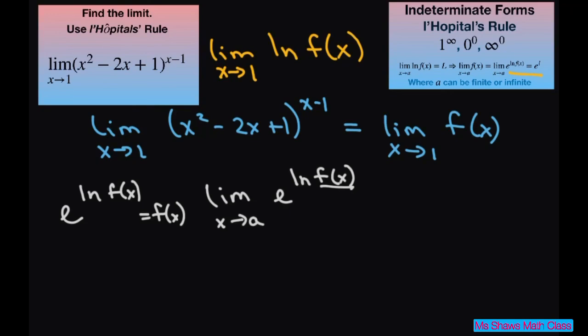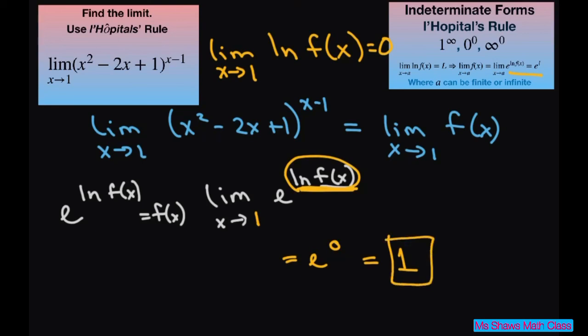So now all we have to do is substitute in our limit of ln f of x, which was 0. So now this equals, and let's just change this to 1 here, e to the 0 power, because we got 0 for this limit, which equals 1. And that is your final answer.